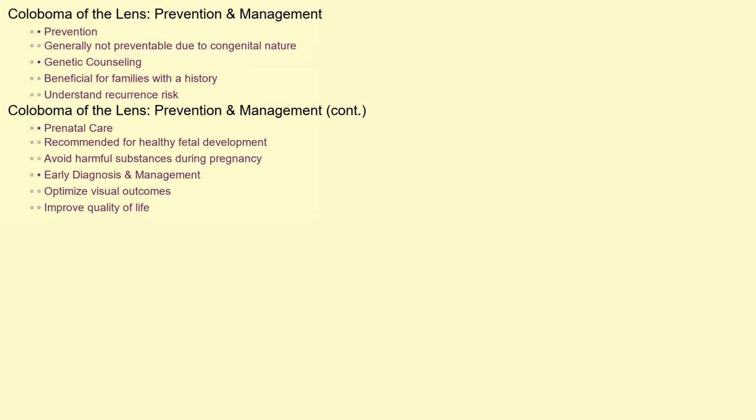As a congenital condition, coloboma of the lens is not typically preventable. However, genetic counseling may be beneficial for families with a history of the condition to understand the risk of recurrence. Prenatal care and avoiding exposure to potentially harmful substances during pregnancy are always recommended for overall healthy fetal development. Early diagnosis and management can help optimize visual outcomes and quality of life for affected individuals.